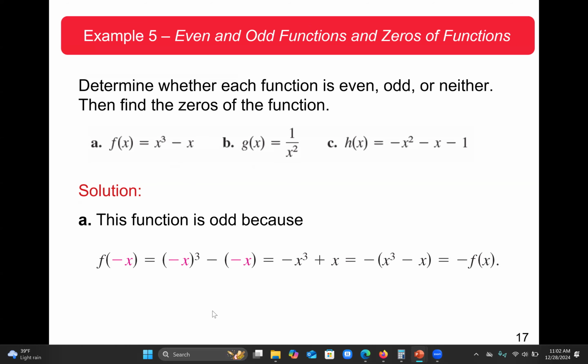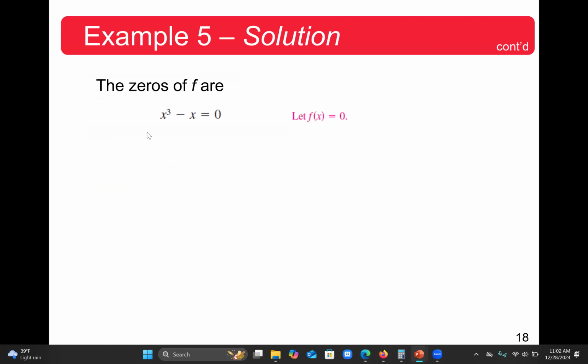So the second one, let's see. Actually, let's finish with the first one. The zeros of f are x cubed minus x equal to 0. We can factorize x squared minus 1. This is a difference of two squares, x squared minus 1 will give me x minus 1 times x plus 1. So this means we get x equal to either 0, 1 or negative 1, because first x is 0. x plus 1 equal to 0 will give me x equal to negative 1. x minus 1 equal to 0 will give me x equal to positive 1. So these are all the zeros of the function. If x is 0, 1, or negative 1, we get 0.